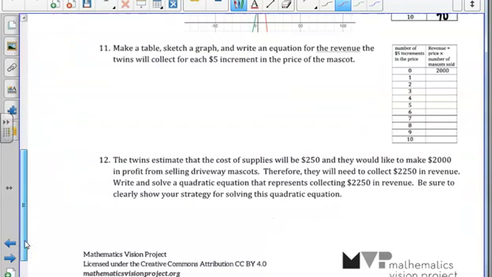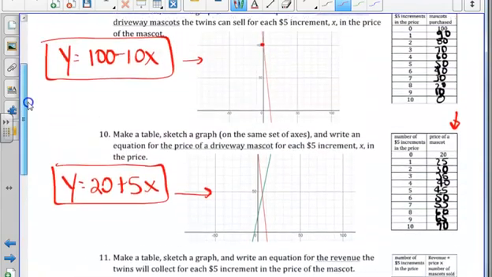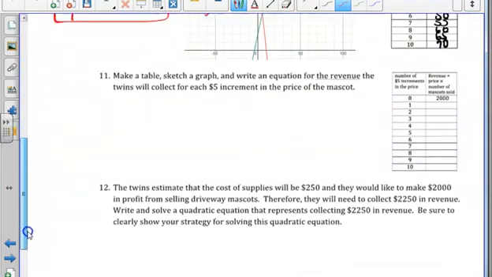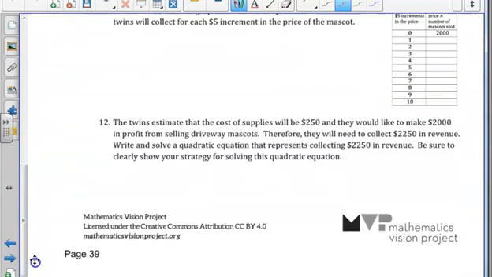Skipping to 12, we are asked to find the revenue that the twins will make from this business. And in order to do so, we will need to multiply the function for the number of driveway mascots, which was 100 minus 10x, times the function for the price of the driveway mascots, which was 20 plus 5x. So essentially, we will need to multiply 100 minus 10x times 5x plus 20.